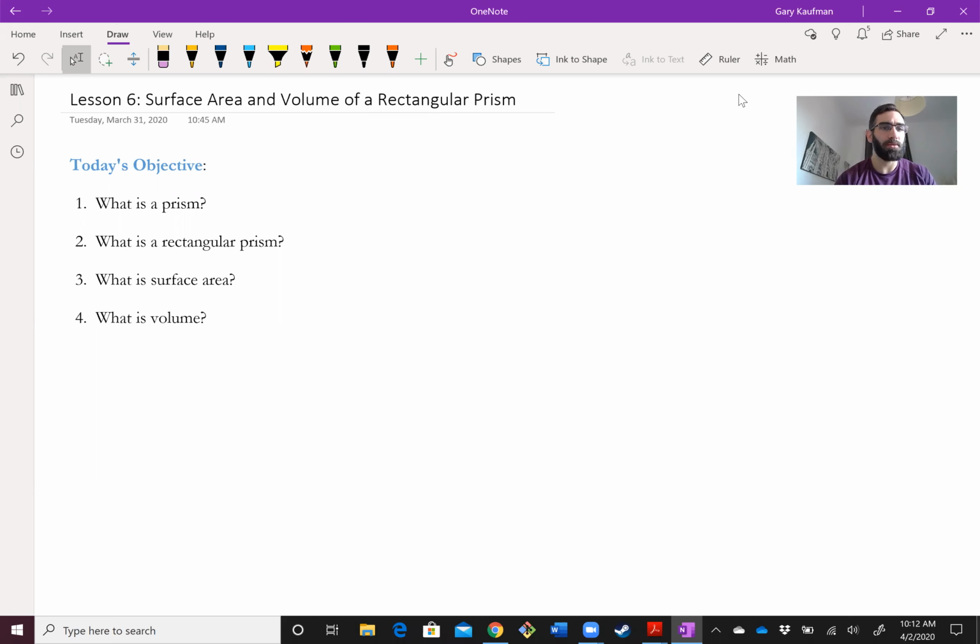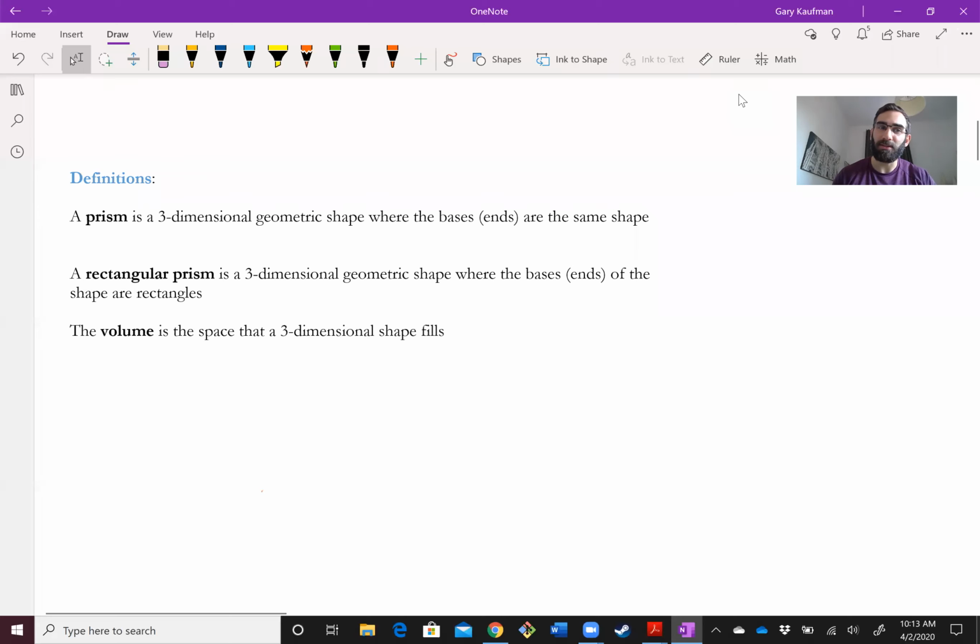You might be familiar with some of these topics, and if so, this will hopefully reinforce your understanding, but also allow you to start to generalize your understanding in general. So let's start with some definitions.